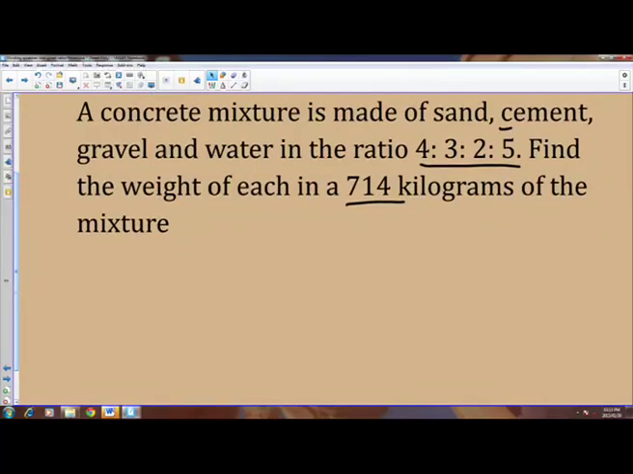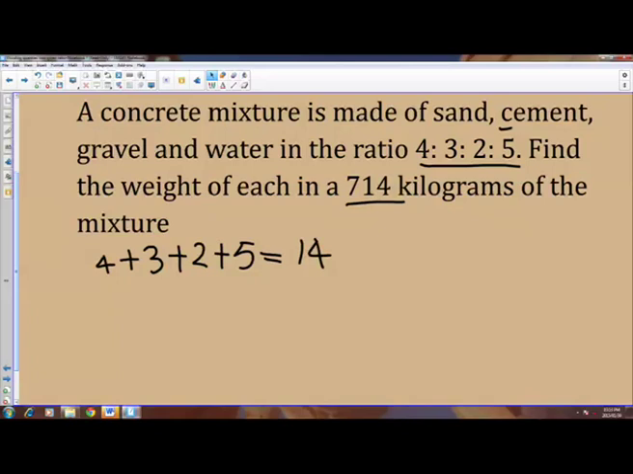We have to start by finding the total of the ratio. The total of 4 plus 3 plus 2 plus 5. 4 plus 3 is 7, plus 2 is 9, plus 5 is 14. So 14 is the total of the ratio.